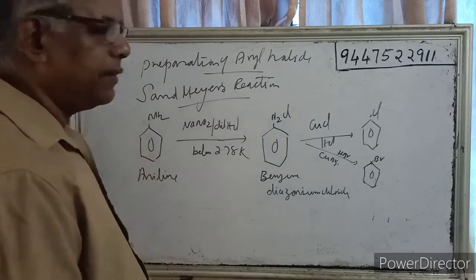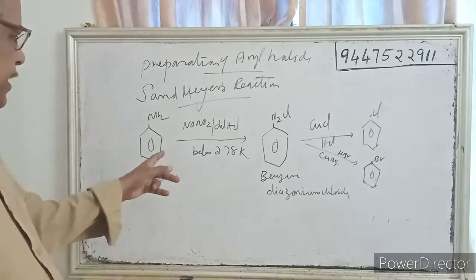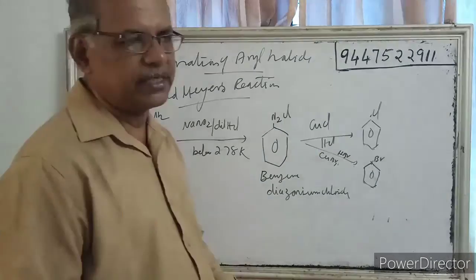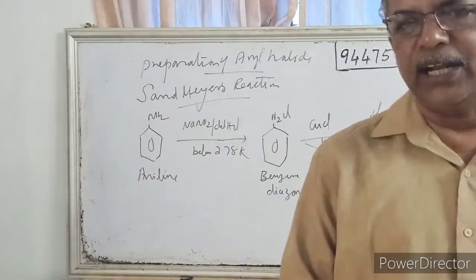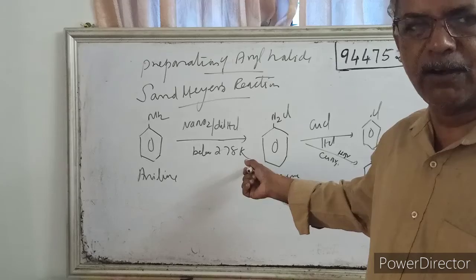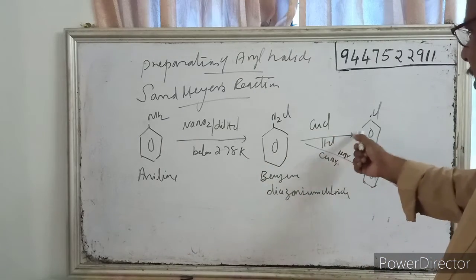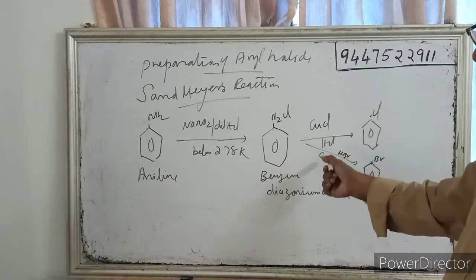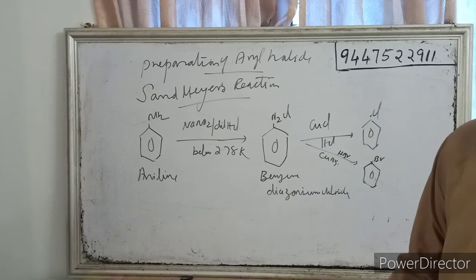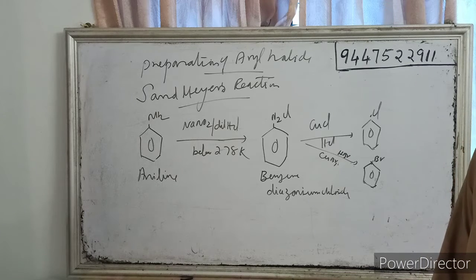So what is Sandmeyer's reaction? Aniline, aminobenzene, when it reacts with NaNO2 and dilute HCl below 278 Kelvin, diazotization takes place to give benzene diazonium chloride, and that benzene diazonium chloride, when it reacts with CuCl and HCl, gives chlorobenzene, CuBr and HBr gives bromobenzene, CuCN and HCN gives cyanobenzene, etc. But you cannot prepare iodobenzene by this method.